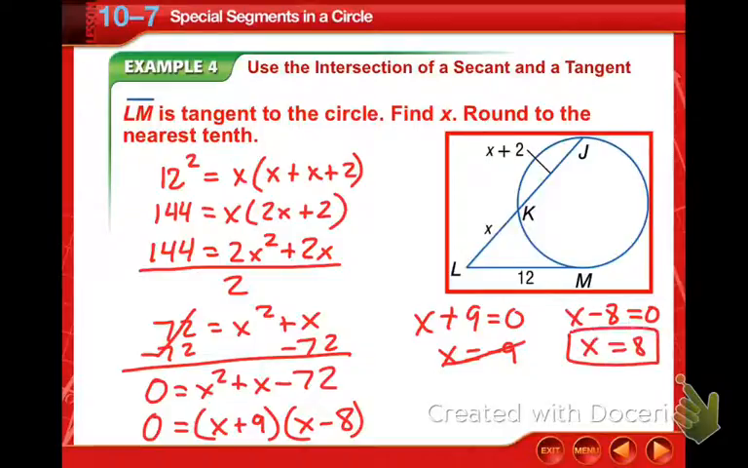x is 8. And you can check that because x being 8, x plus 2 would be 10, so then 10 plus 8 is 18. 18 times 8 should be 144, and it is. So that's our answer.